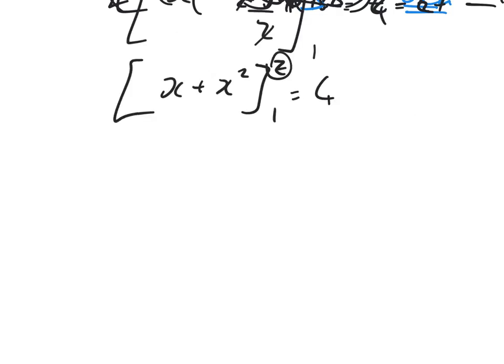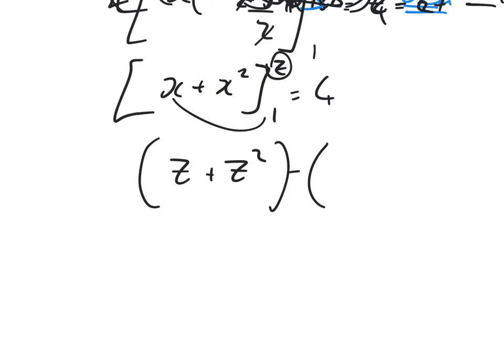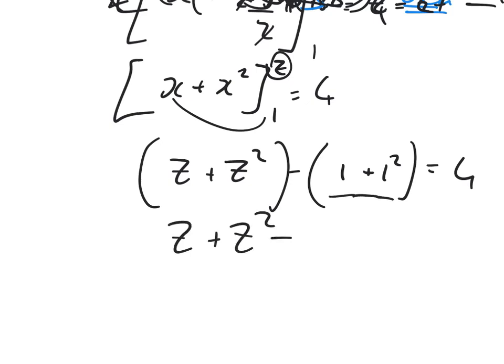I'm now going to sub in my upper limit. So that's z plus z squared, close the bracket, minus, open up, sub in 1. 1 plus 1 squared is equal to 4. So that's z plus z squared minus, well, 1 plus 1 squared is 2, so that's minus 2 is equal to 4. That is now a quadratic equation, so how do I solve it?